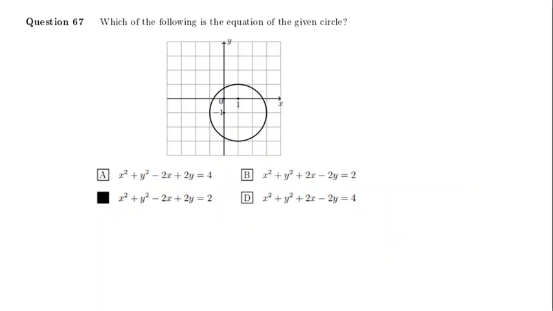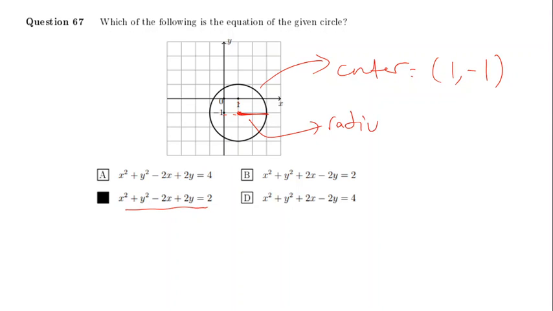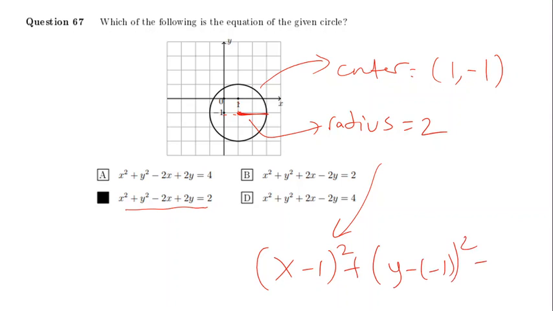Which of the following is the equation of the given circle? Now, this is given in general form, but you have to write it in standard form, then change it to the general form. Now, what is the center? The center is clearly 1, -1. Now, the radius is 2. Now, what is the equation for it? This is x minus 1 squared plus y minus 1 squared is equal to 2 squared.